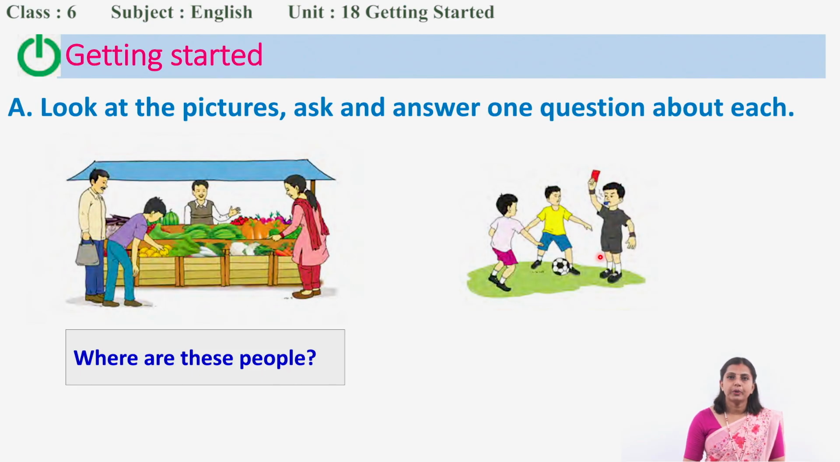Can you see the people over there? Who are they? Okay, they are players. And what about this man who is holding a red card? He is called the referee. They are the players and he is the referee. Which game is this? Very good. Yes, it's football.